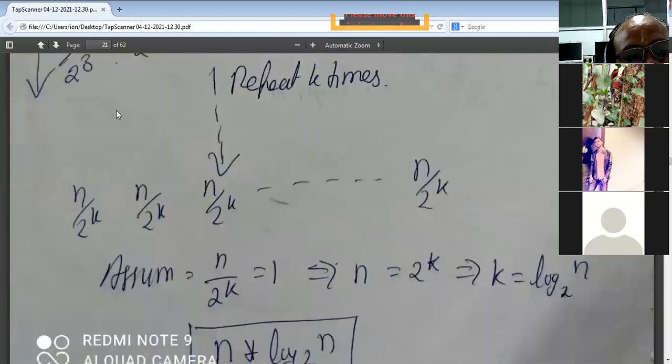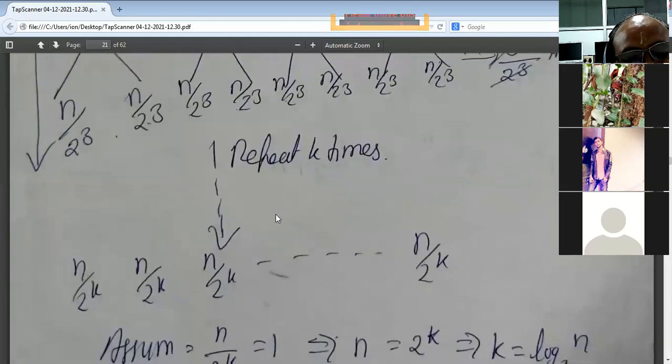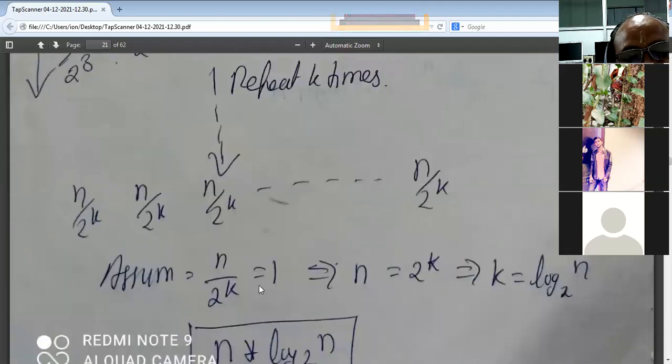So I want to make n by 2^k equal to 1. So n by 2^k is equal to 1, so n is equal to 2^k. Now we can find out k is equal to log₂n. If n is equal to 2^k, then k is equal to log₂n.